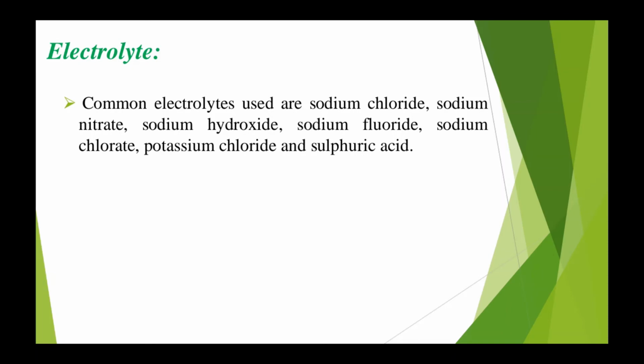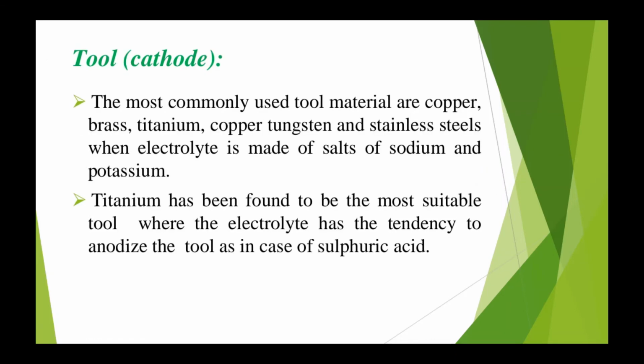The essential characteristics of this electrolyte include good electrical conductivity, non-toxicity, and chemical stability. The electrolyte should have low viscosity and high specific heat. Normally, high velocity flow over the electrolyte surface is one of the key factors of electrochemical machining. Now we'll see the tool, that is the cathode.